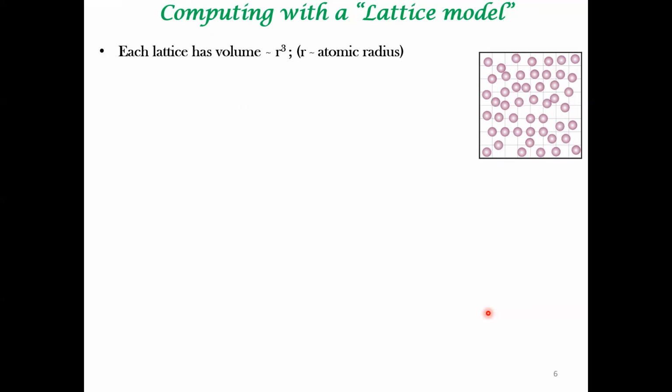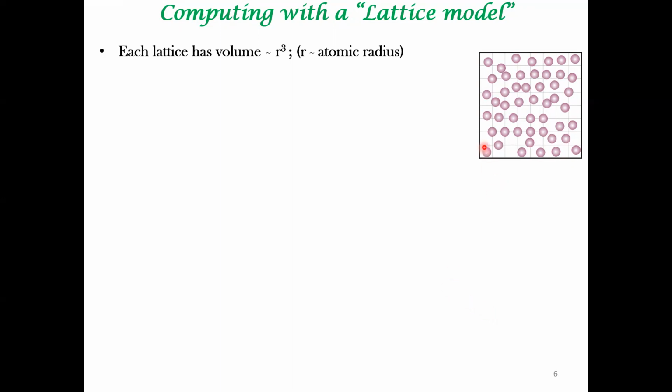Okay, if you recall your high school chemistry, you learned about something called covalent radius, ionic radius, and so on. There are ways of giving a measure to an atom. So you take r to be the atomic radius, and r cubed is the approximate volume of an atom. Okay, so you assign a lattice point.